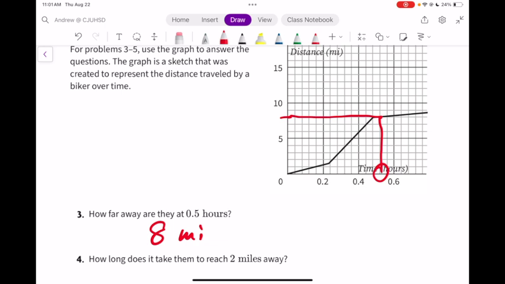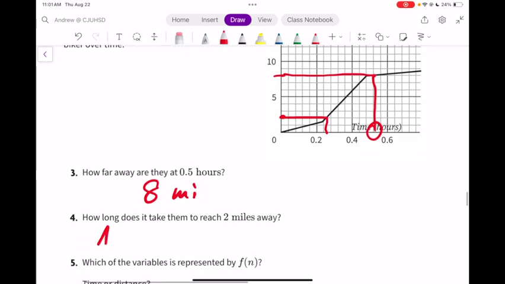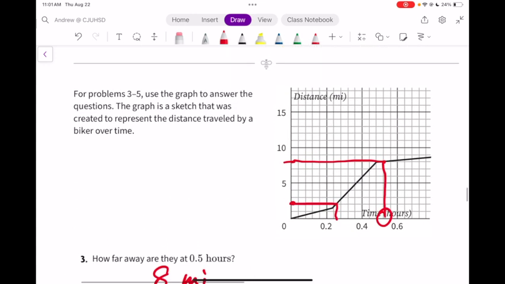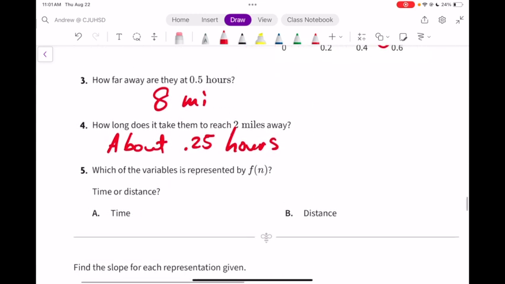How long does it take them to reach 2 miles away? Go to 2 miles here on the graph, go straight over, then go down, and that's somewhere around, let's say 0.25. About 0.25 hours or a quarter of an hour, 15 minutes. Which of the variables is represented by f of n? F of n is this vertical. That's the distance. Distance is f of n.